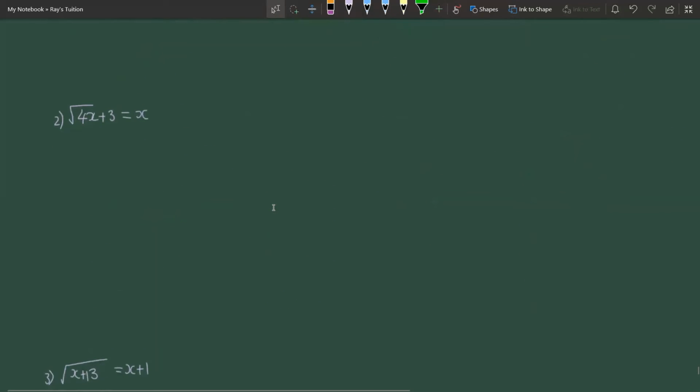Here we have the square root of 4x plus 3 is equal to x. When we're squaring both sides, what we would like to do is get the square root term by itself. So I'm going to isolate it by taking the 3 over, so we get x minus 3. The next step is to square both sides, which we now can. Then we have 4x, because the square root and the square cancel out, is equal to x minus 3 squared. A reminder that x minus 3 squared is x minus 3 times x minus 3, and when you multiply that out, we get x squared minus 6x plus 9.